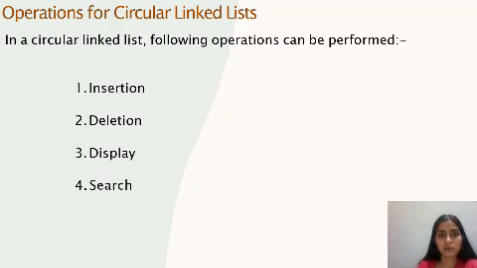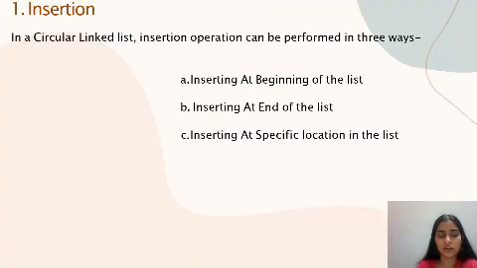Operations for circular linked list. In a circular linked list, the following operations can be performed. Those are insertion, deletion, display, search. So first is insertion. In a circular linked list, the insertion operation can be performed in 3 ways: insertion at beginning of the list, insertion at end of the list, inserting at a specific location in the list.